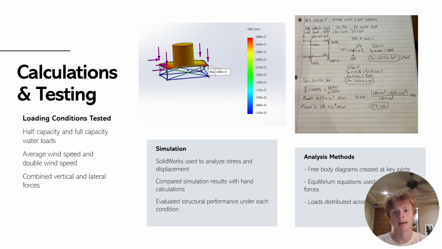These diagrams allowed us to isolate forces and apply equilibrium equations, like summing forces in the x and y directions. For example, one case we analyzed was design A at half capacity, where the total load was about 7,270 pounds. Since this load is supported by multiple joints, we distributed it across 4 joints, giving about 1,818 pounds per joint. We then created a free body diagram of one joint to isolate the forces, including both vertical and horizontal components.